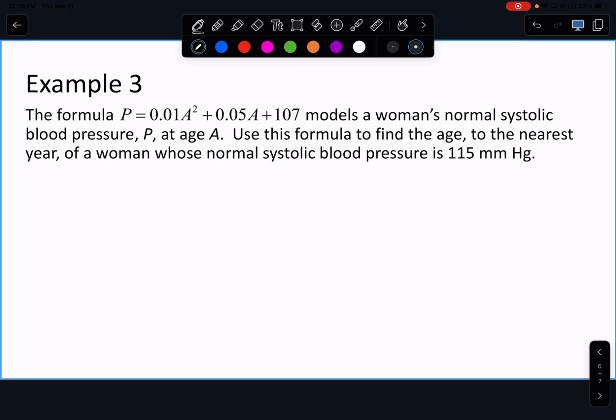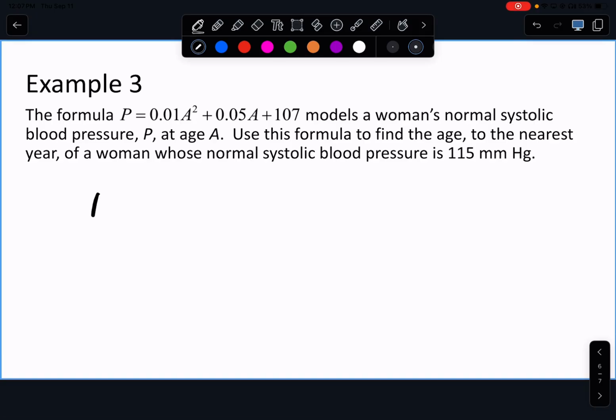Okay. This one, last one we're going to do, talking about blood pressure. It looks scarier than it is. P represents the actual blood pressure. They say it's the systolic. You know how when you get your blood pressure, there's a top number and a bottom number. Systolic is the top number. So we're talking about systolic blood pressure and age. So capital A stands for the age. What we want to know is what age would it be normal for a woman to have a systolic blood pressure of 115? So where am I going to plug that 115 in? For which variable? P or A? Is the 115 the pressure or the age? Pressure. We're not talking about a lady who's 115 years old.